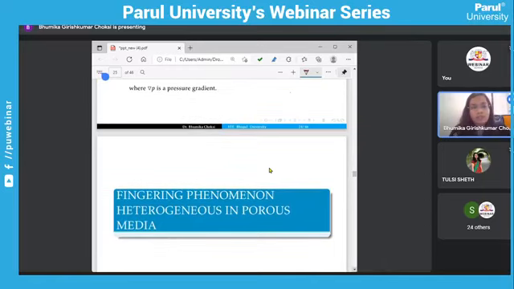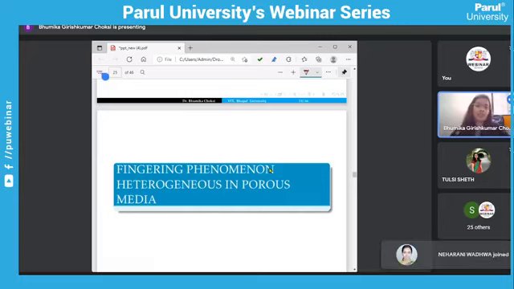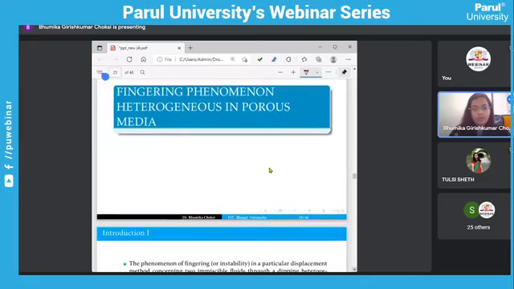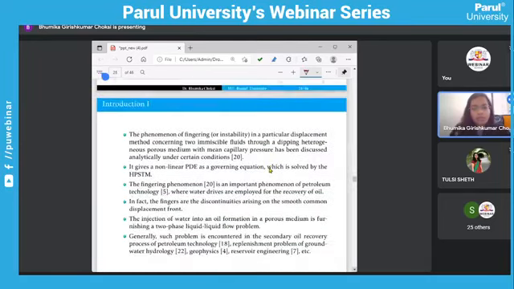So this is the basic criteria I will need in the fingering phenomenon, and here I am going to explain it in a heterogeneous porous medium. So let me start the mathematical modeling of the fingering phenomenon. I have already explained what the fingering phenomenon is. It is nothing but one of the displacement processes, or you can say an instability process, in the shape of fingering.